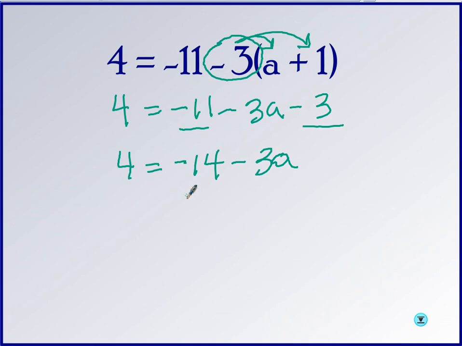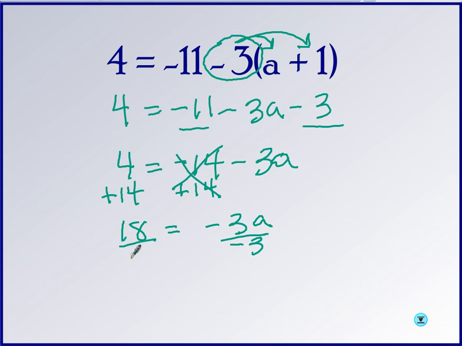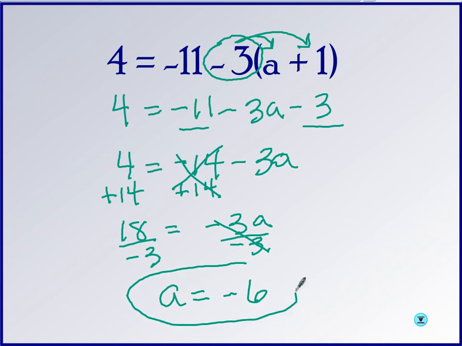My next step is to take care of my constant. My constant in this case is a negative 14, so I'm adding 14 to both sides. I get 18 equals negative 3a after my 14s are gone. And finally, dividing by our coefficient, in this case negative 3, I get a is equal to 18 divided by negative 3, which is negative 6. This should be my solution.